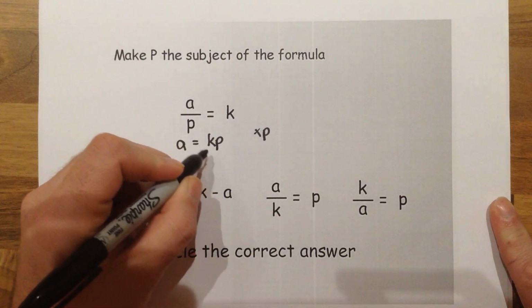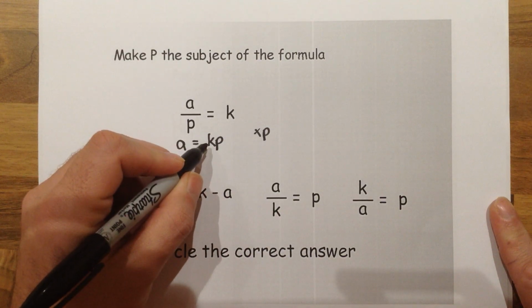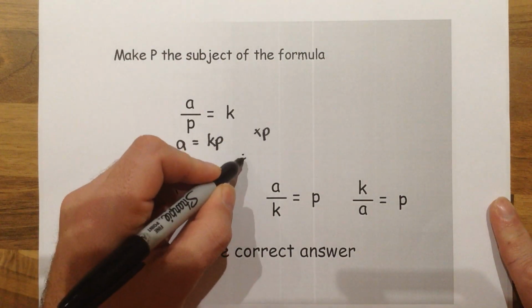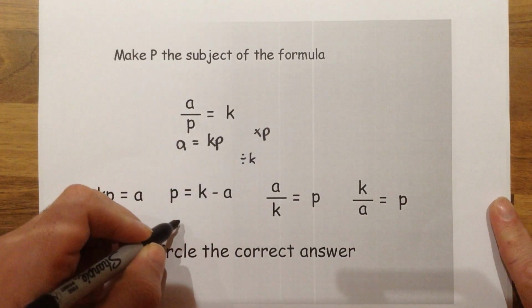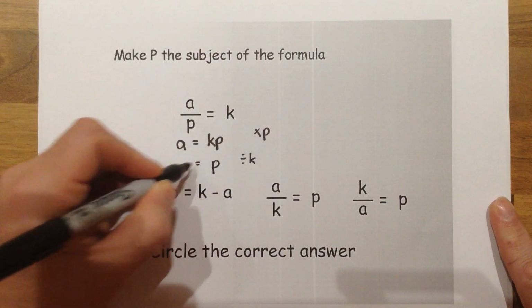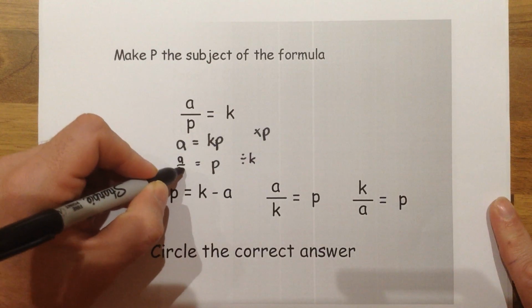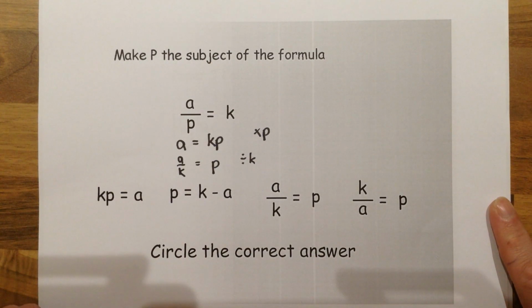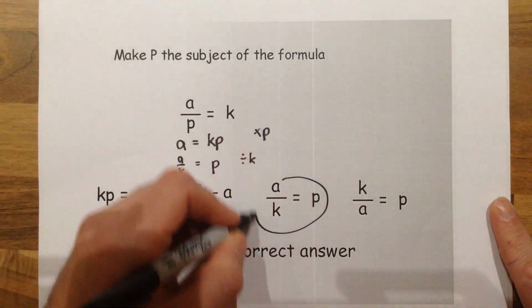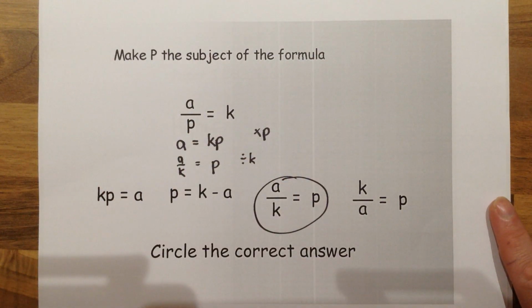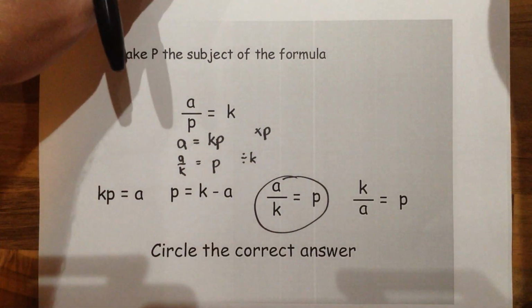To now get this letter P on its own, we would need to divide both sides by K to give us that P is equal to A over K. Therefore we would circle that one. So again, notice here, multiple choice question.